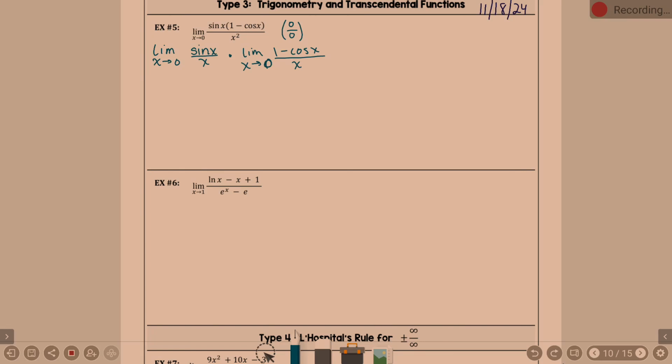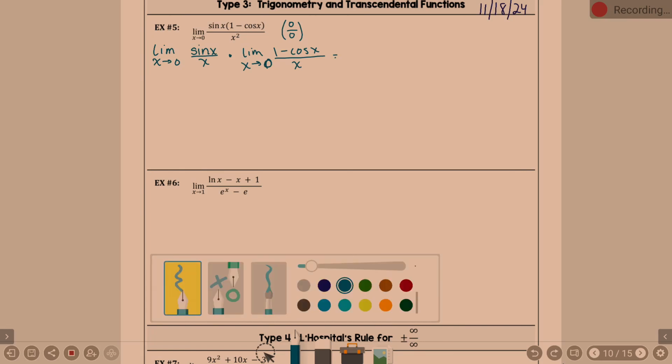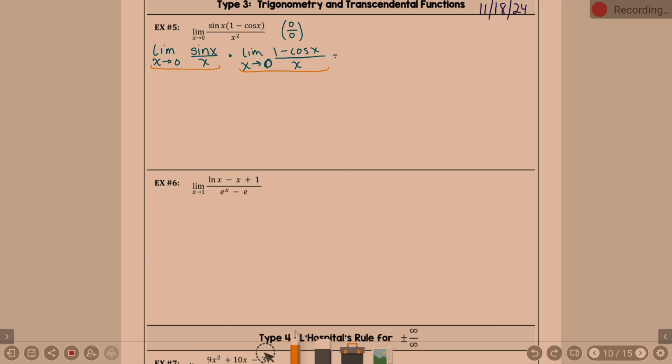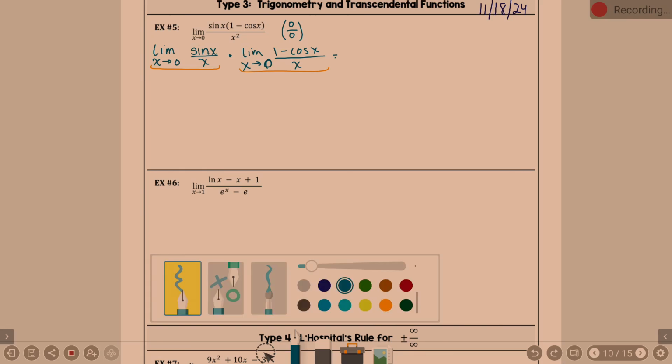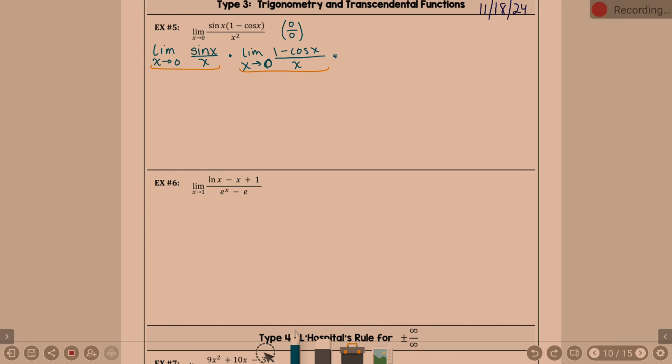Okay? So here, yes, you can do L'Hopital's, but I'm also going to show you another way here. Because, do you remember these limits? The sine x over x equals 1, and then the other one equals 0. Okay. So limit as x approaches 0 of sine x over x is 1 times the limit as x approaches 0 of 1 minus cosine x over x is 0. Well, what is 1 times 0? 0.